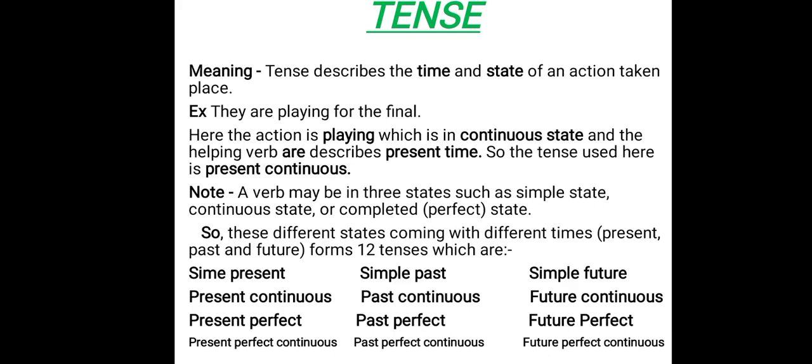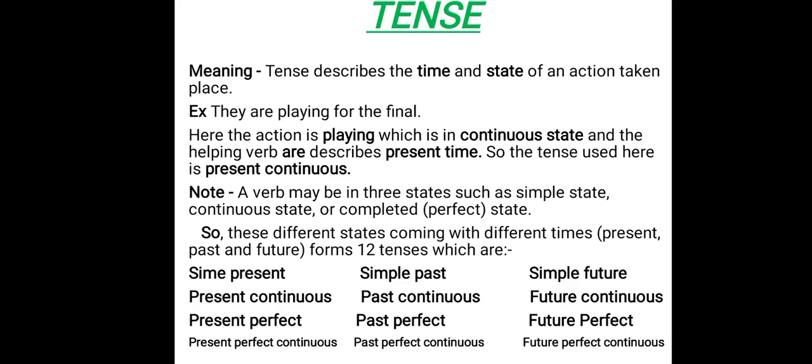Now let's see what are the other states in which a verb may be used. A verb may be used in three different states, such as simple state, continuous state, or completed state, which is also called perfect. Continuous state we have already discussed: when an action is continuing, we say the verb is in continuous state. When an action is completed or over, we say it is in perfect or completed state. And when we cannot exactly say, when we leave the action in an indefinite state, we say it is in simple state. So these are the three different states.